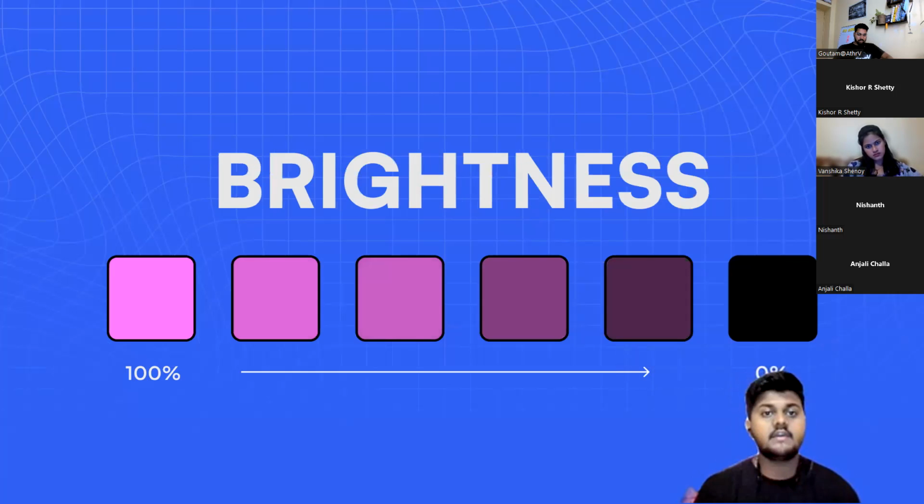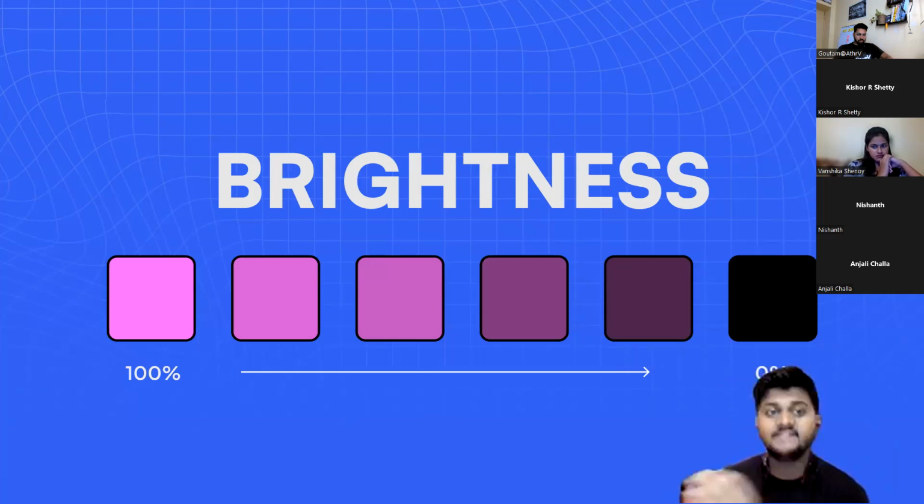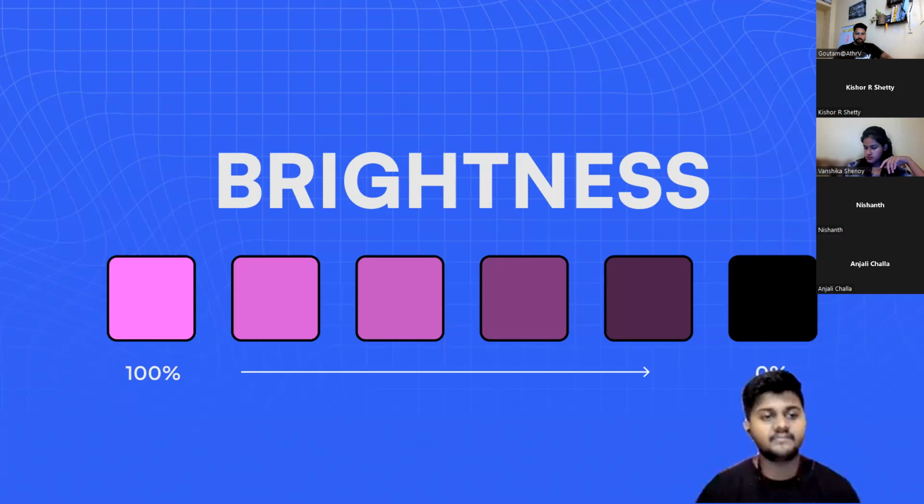Brightness is the amount of light in a particular color. Let's say that pink is the color over here, and if it has 100% brightness, it means there is 100% light in it. The amount of light in a particular color is represented by brightness. If I go from left to right, you can see that the brightness of the color is decreasing, and at the 0% level, it is pitch black. Why? Because there is zero light in the color. That is how brightness works. Brightness is basically the amount of light in a particular color.